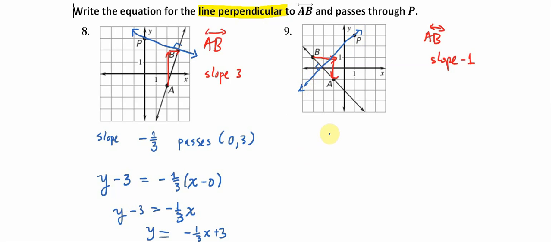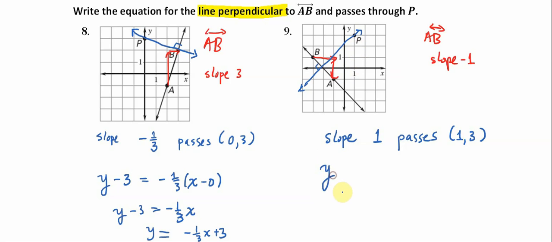Well, the line that we're looking for must have a slope that's the opposite, so it's going to be positive, and it's going to be the reciprocal of 1. And remember that the reciprocal of 1 is 1. So we have a line that needs to have a slope of 1, and it needs to pass through point P, which has coordinates (1, 3). So it has to pass through (1, 3).